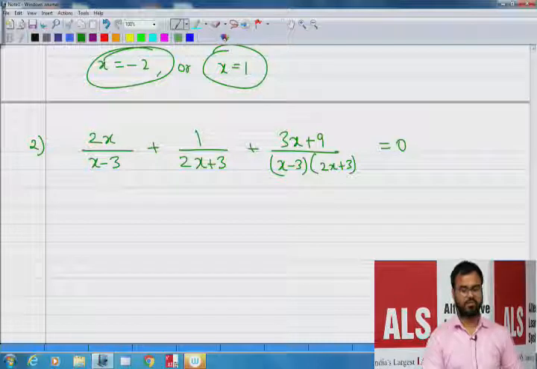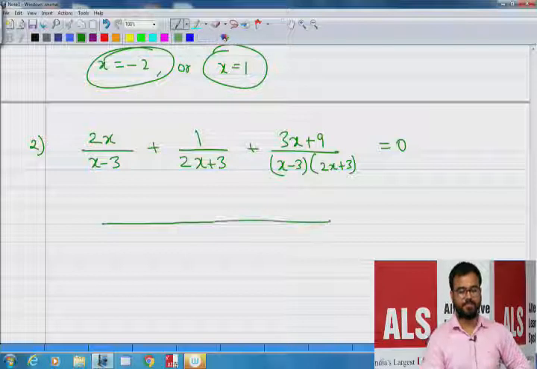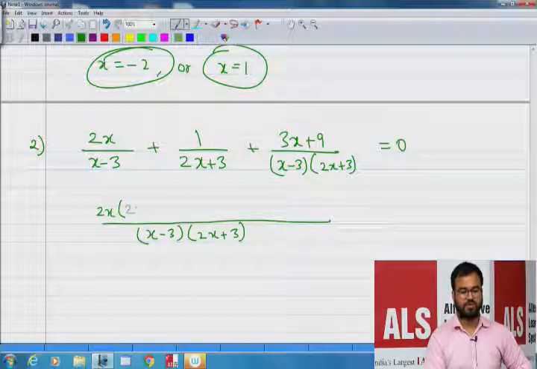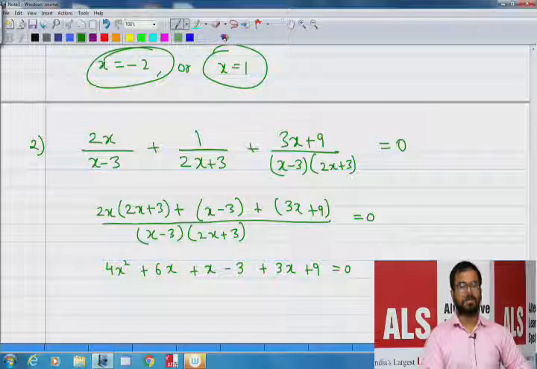See, when you solve this question, you have to take the LCM over here. When you take the LCM, that will be x minus 3 into 2x plus 3. So it will be 2x into 2x plus 3 plus x minus 3 plus 3x plus 9 equal to 0. Now it will be 4x square, the denominator will get multiplied, that will become 0.